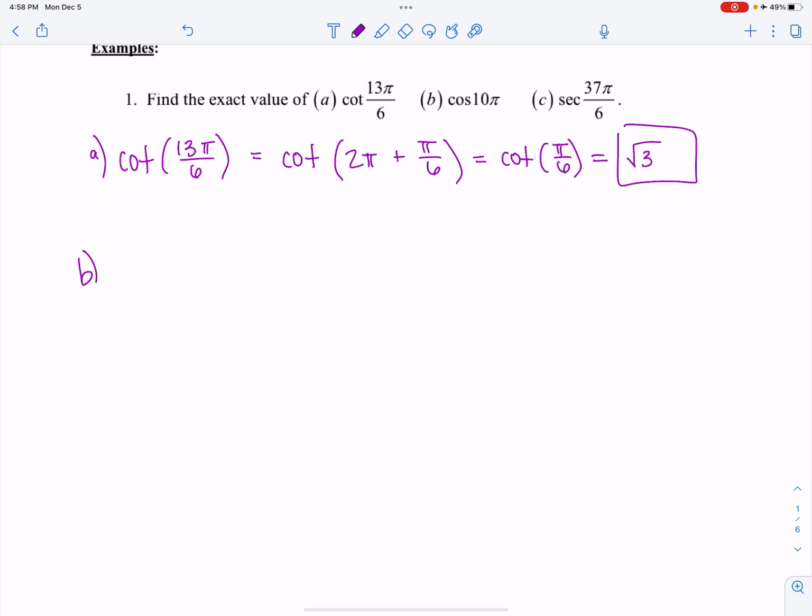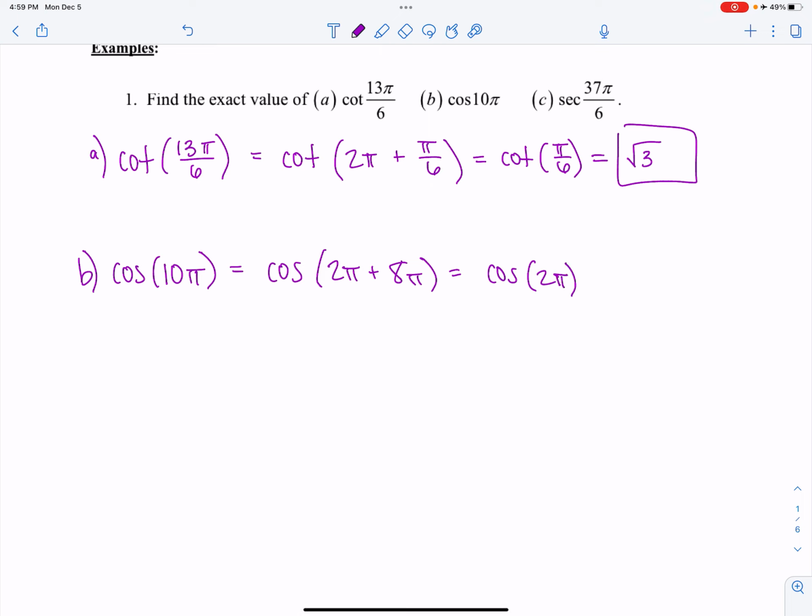Next, we're going to look at cosine of 10 pi. And cosine of 10 pi, well, that lands us in the same place. We could think about this as cosine of 2 pi plus 8 pi if we really wanted to. And that lands us in the same place as cosine of 2 pi. And what we know about the cosine at 2 pi is that value is 1.